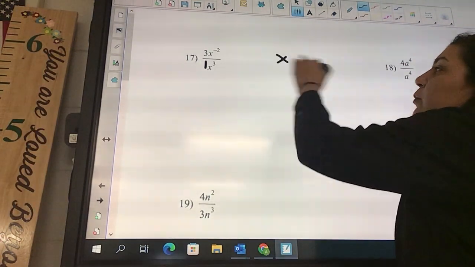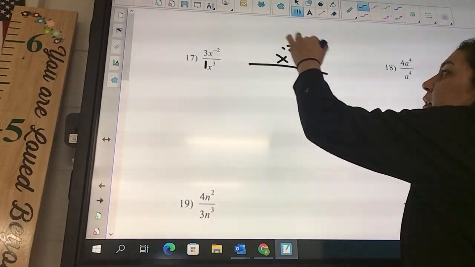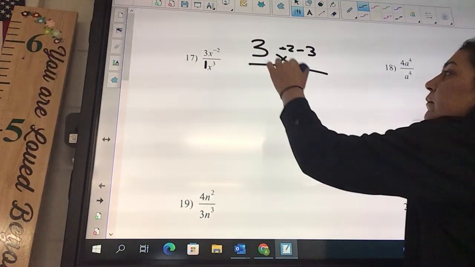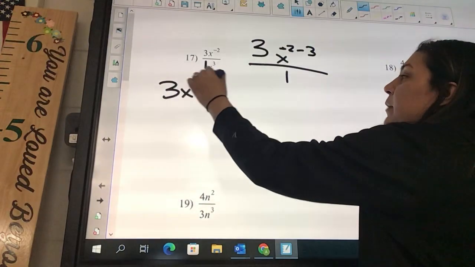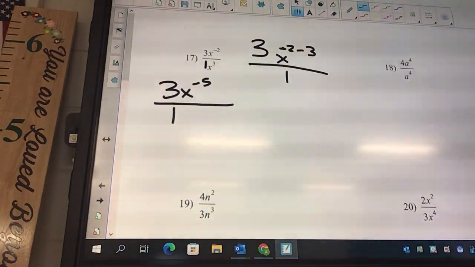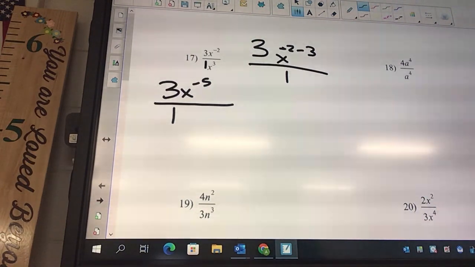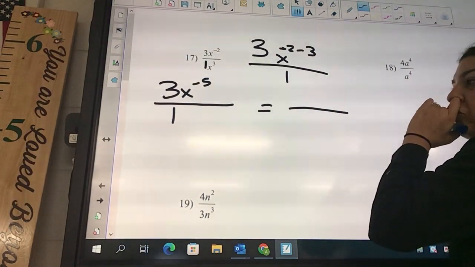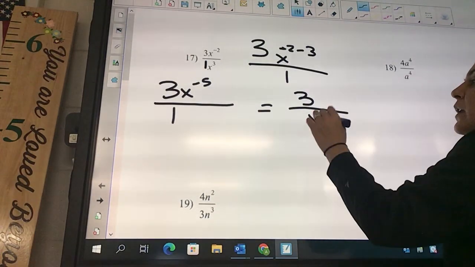X to the, and you put it on top every single time. -2 minus 3. What are you going to get? -5. So you're going to get 3 to the x minus -5 over 1. Okay, we have negative, so we need to do that conversion. Where's the 3 go? Top. X to the -5. Bottom.